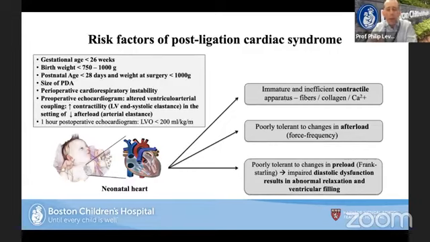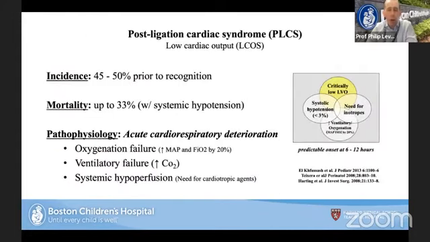And there are many risk factors that I won't go into, but basically you need to understand that with the PDA, it all goes back to preterm myocardial response. And it goes with oxygen failure, ventilation failure, and changes to the systemic hypoperfusion. Now, this is transient. It resolves in 18 to 24 hours, but you need to be able to recognize it.